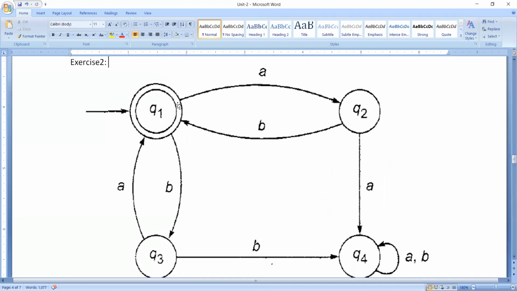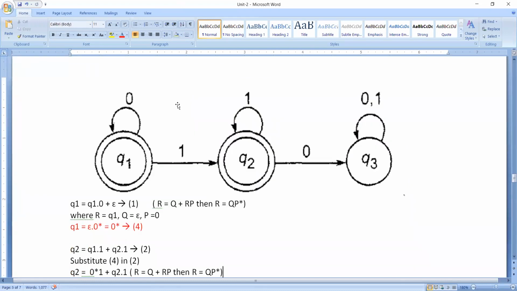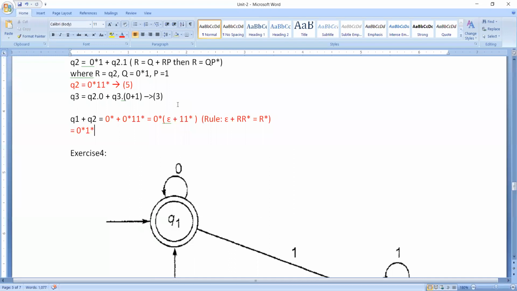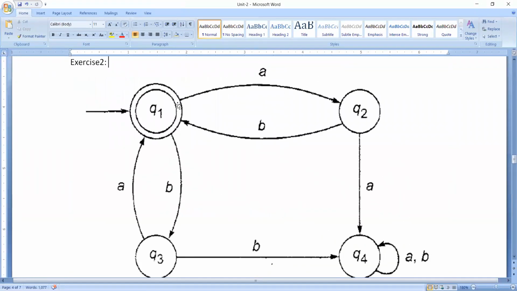I think, have we done this Q2 second exercise? I don't know whether we have done it or not. Okay, so let's take one more exercise. Okay, let's take this one. Simple exercise, whatever it may be, simple or difficult. We'll try to do it using the state elimination method.